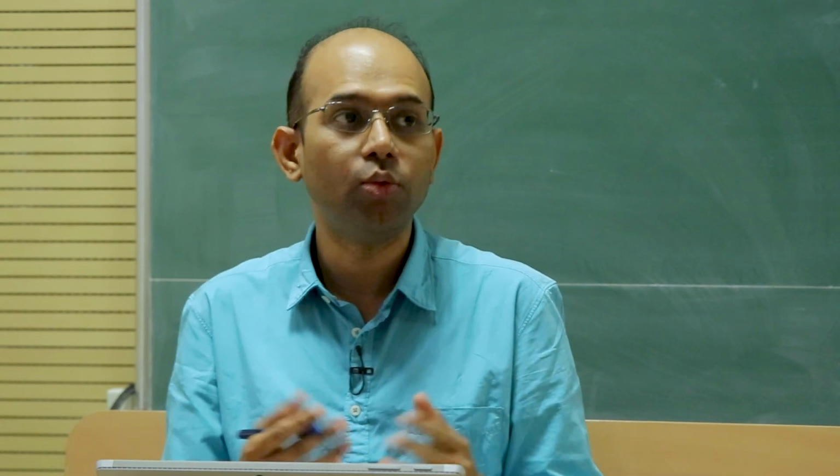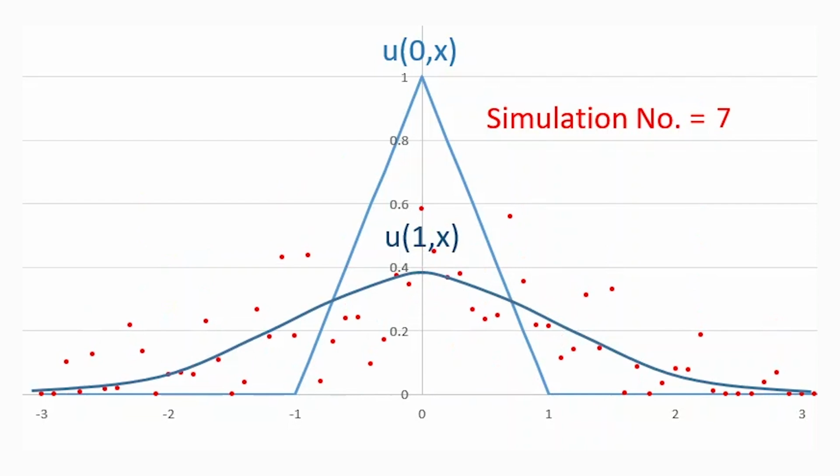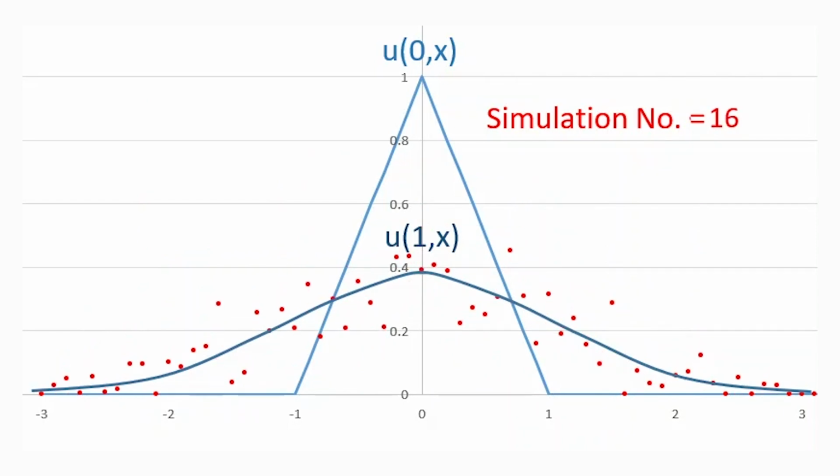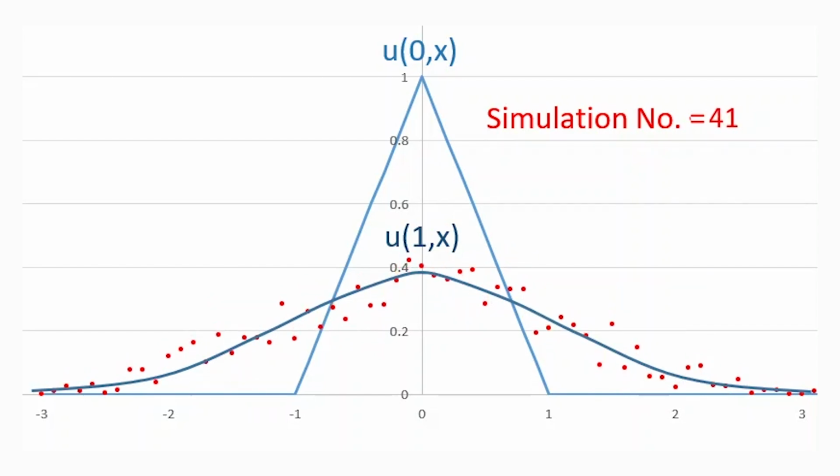Say time t is equal to 1, we know how it should look. And here we are now going to see what the effect of this formula, the expectation, is. So this movie is actually made by finding the expectation, finding the average. This Wt is the Brownian motion. So we have fixed t equal to 1, so u1 of x.